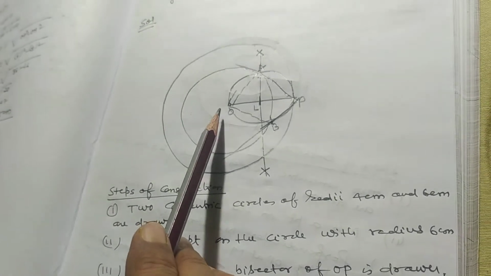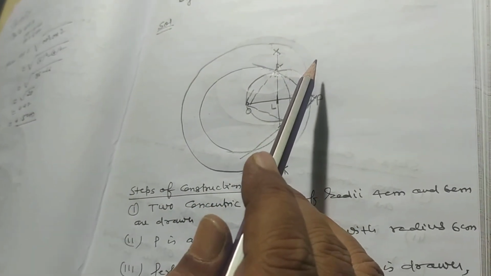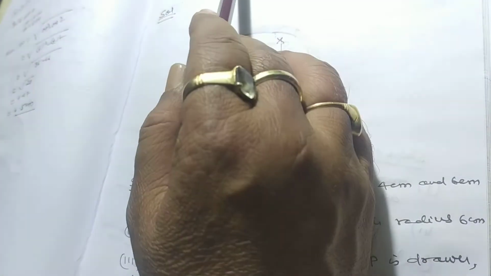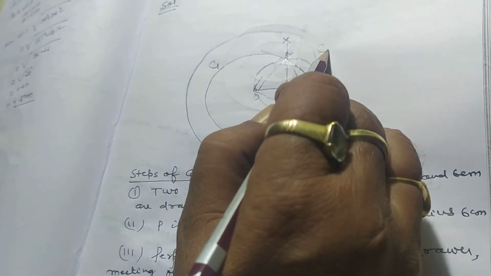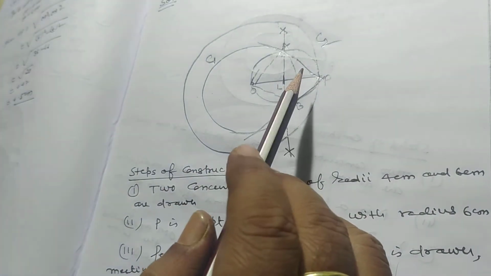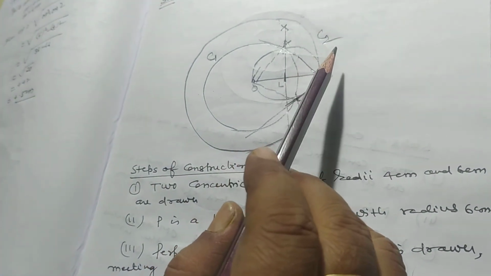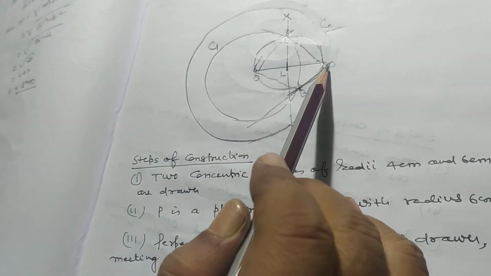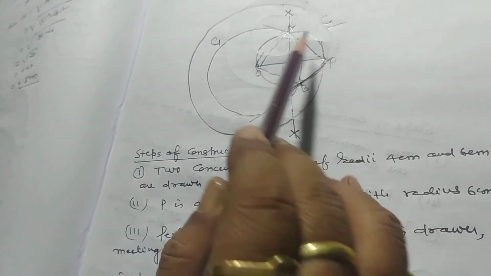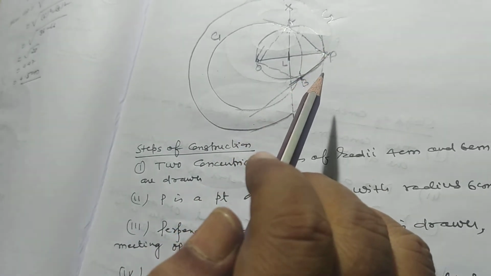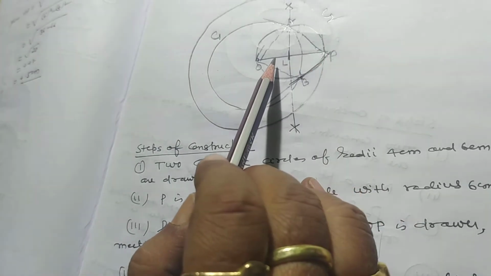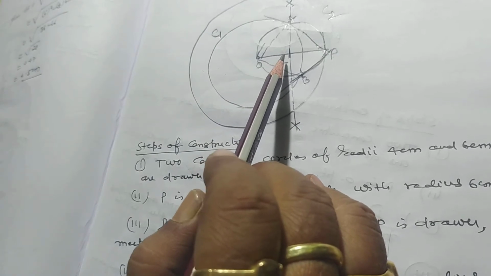Here the bigger circle has a radius of 6 centimeter. Construct a circle of radius 4 centimeter. The smaller circle C1 is 4 centimeter and the bigger circle C2 has a radius of 6 centimeter. And we draw two tangents from the bigger circle to the smaller circle. This is the problem. Try to understand the problem. So, how will you construct it?